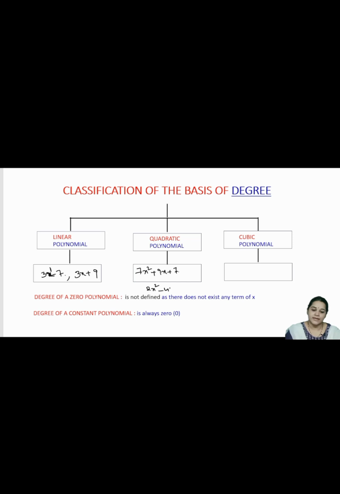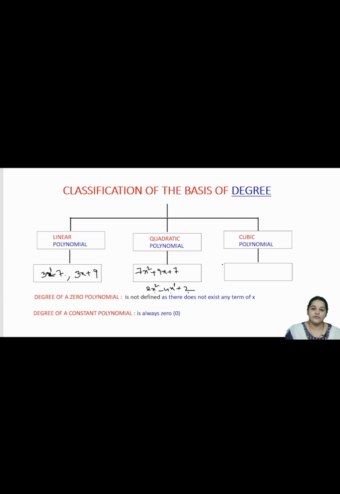2x square minus 4x plus 2. It is a quadratic polynomial. Here 2 is the constant, 4x is a term, 2x square is the x square term. Here the power of x is 1, the power of x square is 2. The highest power of this entire polynomial is 2. So the degree of this polynomial is 2, hence it is a quadratic polynomial.